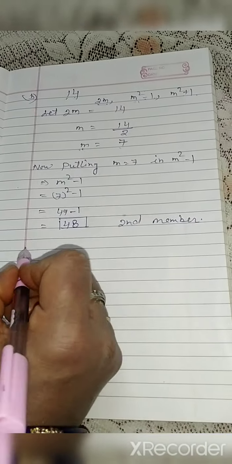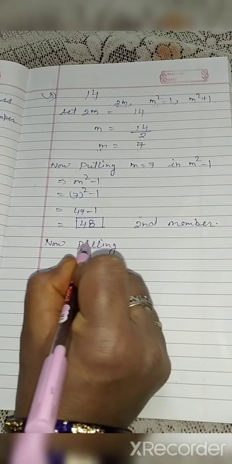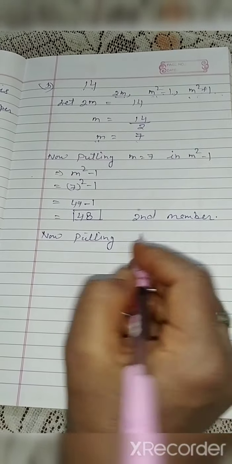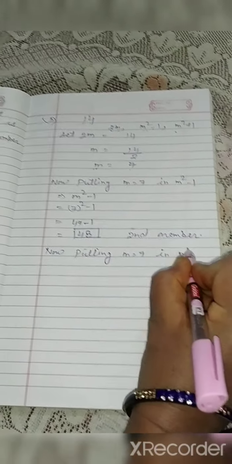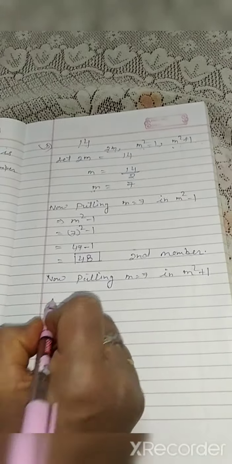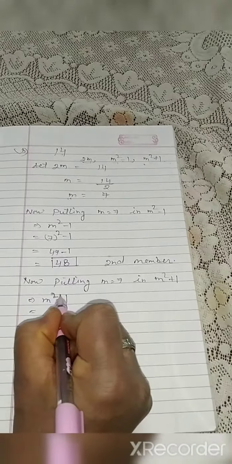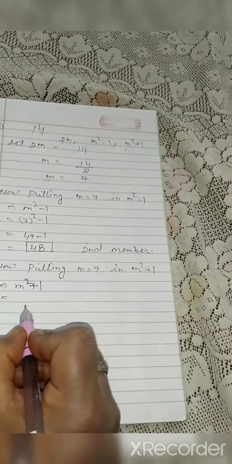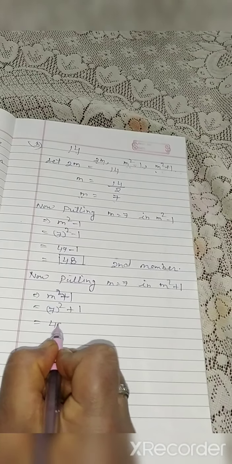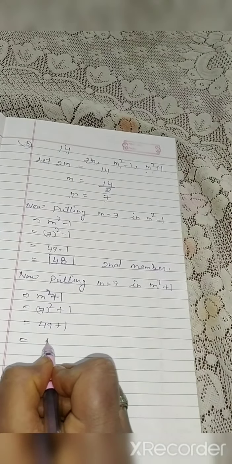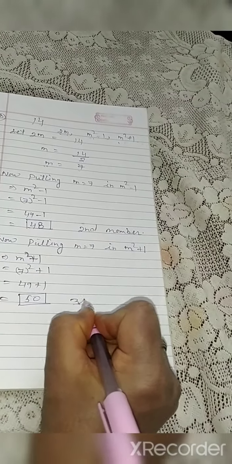Now the third member. What is the third member? Third member is m square plus 1. Now putting m is equal to 7 in m square plus 1. So m square plus 1 will be 7 square plus 1. 7 square is 49 plus 1, that is 50. So this is the third member.